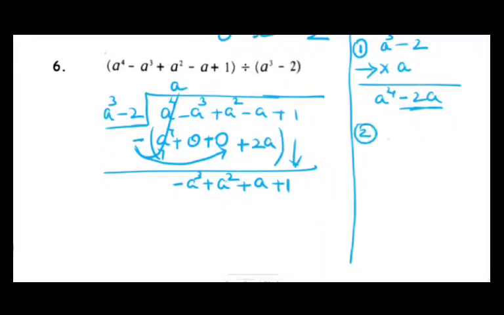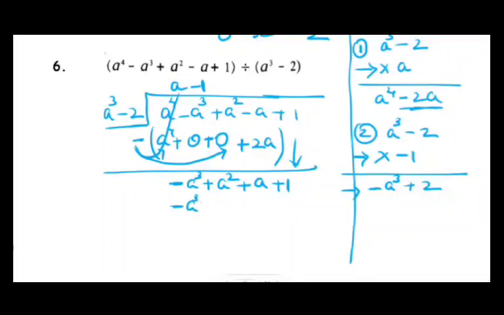My next step, a cube minus 2 into 1. No, minus 1. See, whenever you see a minus sign out here, make sure you're multiplying your divisor with a negative number only. So minus 1 gives me minus a cube plus 2. Carefully place them. Minus 1 right here as a part of my working, minus a cube and plus 2 here.